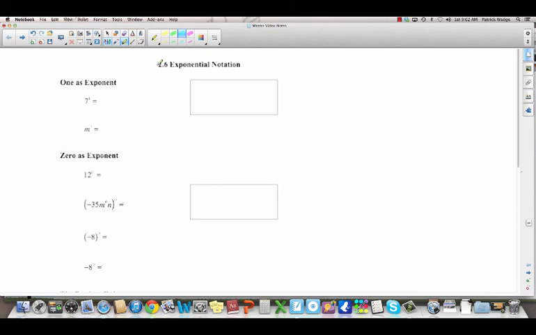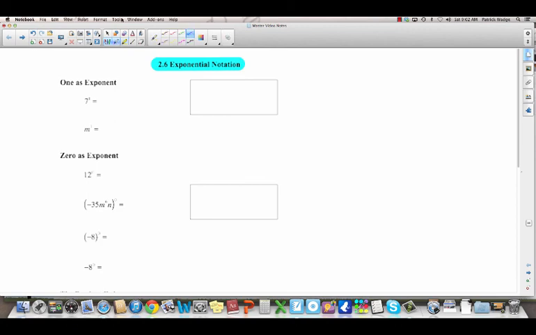Section 2.6 is on exponential notation. We're going to do it over 2 days. Shouldn't be too bad today. I think most of this should actually be review for you, so that's good. Next day, oh boy, it's a doozy. Next day will be tough. So good luck today and even more luck next day.